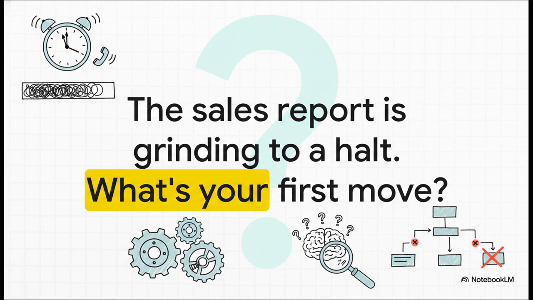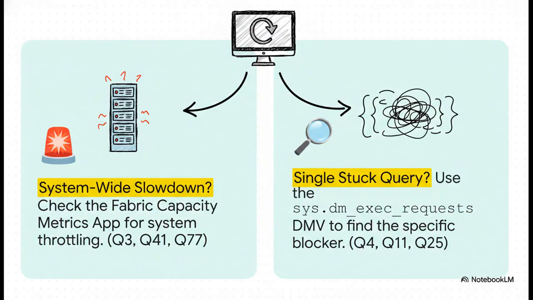Just imagine this for a second. It's 9 in the morning, your boss is on the phone, and the company's most important daily report has been spinning for 45 minutes instead of its usual 2. The pressure is on. What is your very first move? This isn't just a technical question. It's a test of your whole diagnostic process. This is where you learn to think at different levels. Is the entire system crawling?